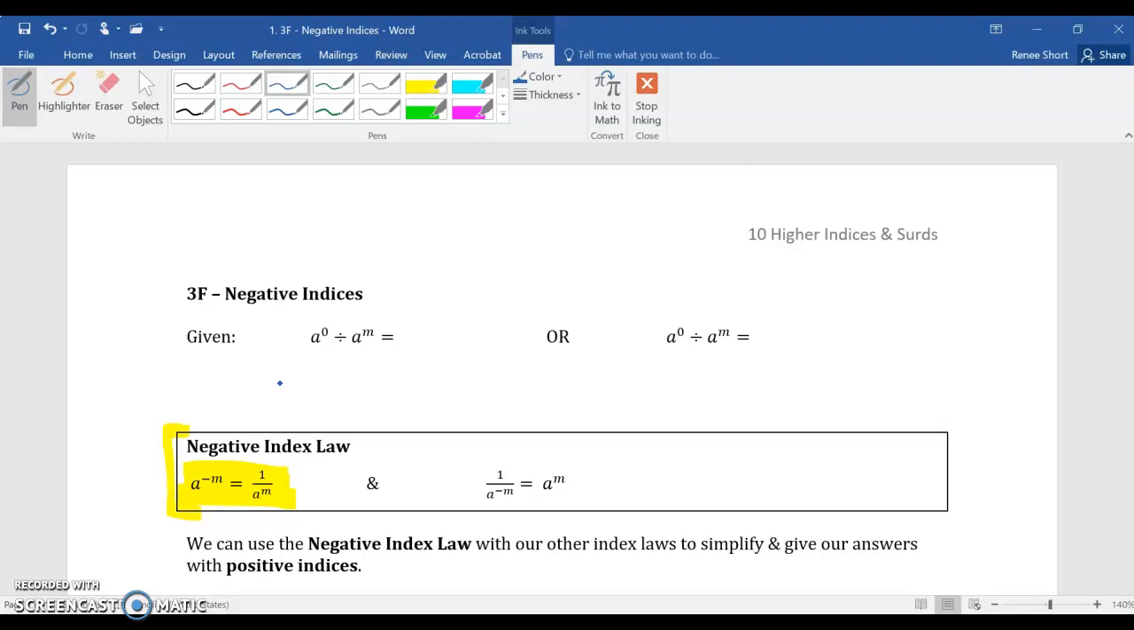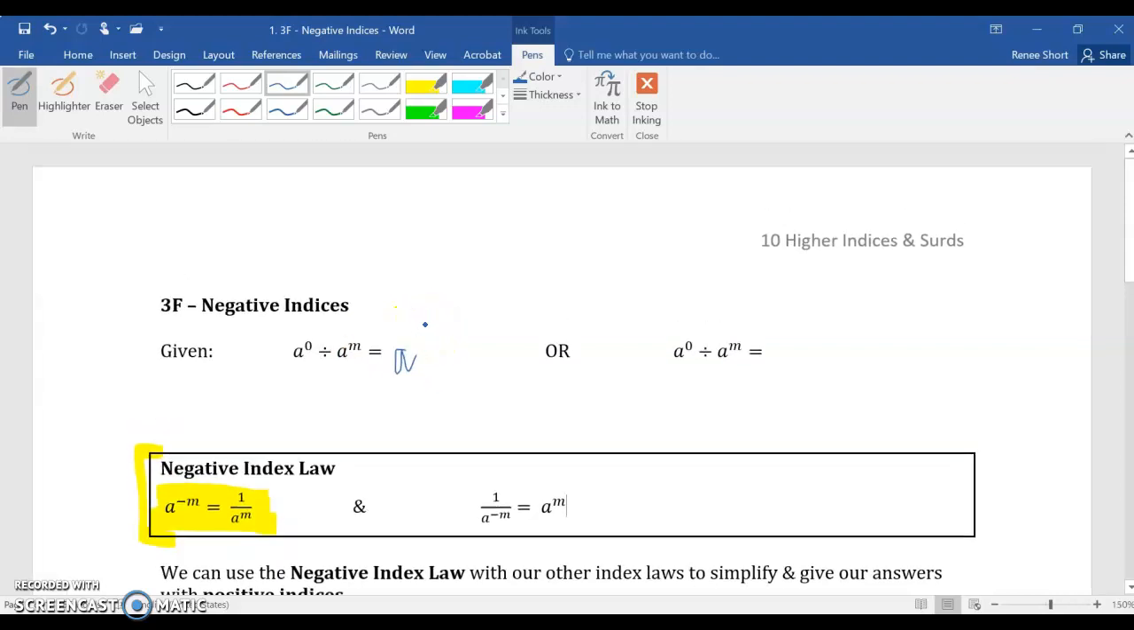If we divide indices that have the same base, one way that we can solve them is that we could actually subtract the two indices. So a to the 0 divided by a to the m, we could also rewrite as a to the 0 minus m. Sorry, this is the dodgy part of my screen. And 0 minus m just leaves us with negative m. So we could write that answer as a to the power of negative m.